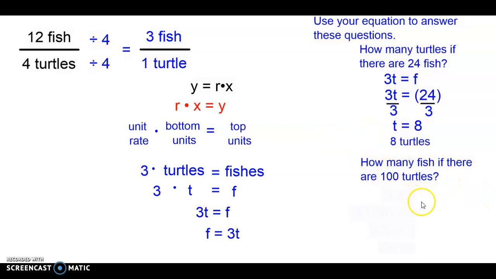How many fish if there are 100 turtles? Start with your equation. 100 turtles. Put 100 in place of the T. Do the arithmetic. 3 times 100 is 300. There would be 300 fish.